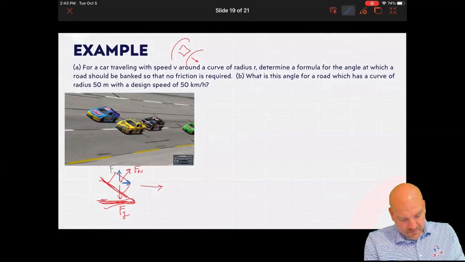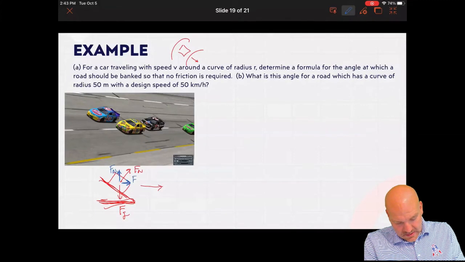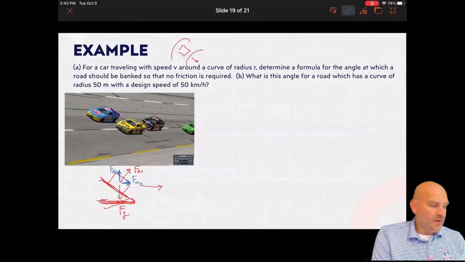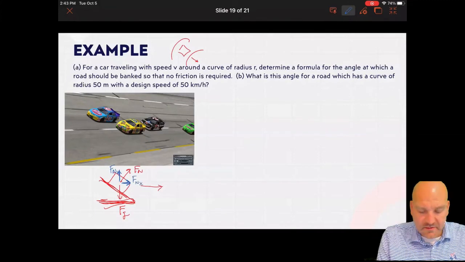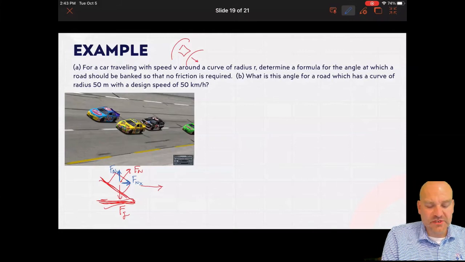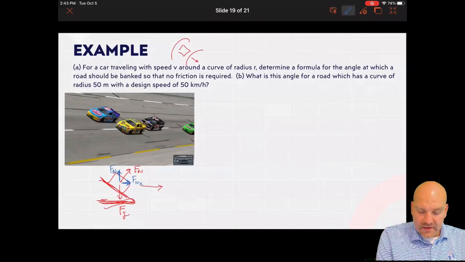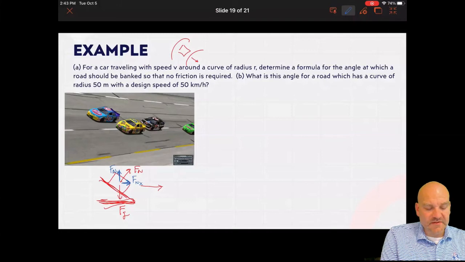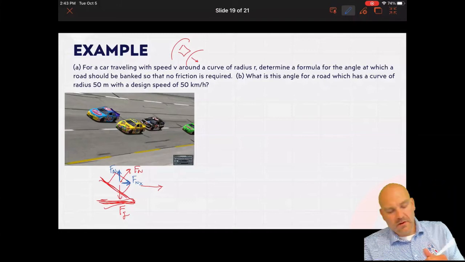Okay, into x and y components. So it's going to be FNY, FNX, okay? And so what we're trying to find out in these problems is what speed, or the formula for at which angle it should be banked so no friction is required, and then what is the angle for a road that has a curve, a radius of 50 meters, and is designed for 50 kilometers per hour.